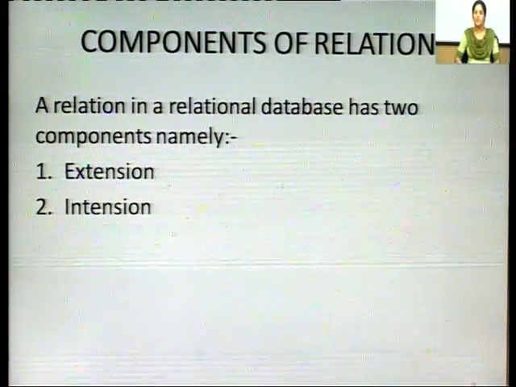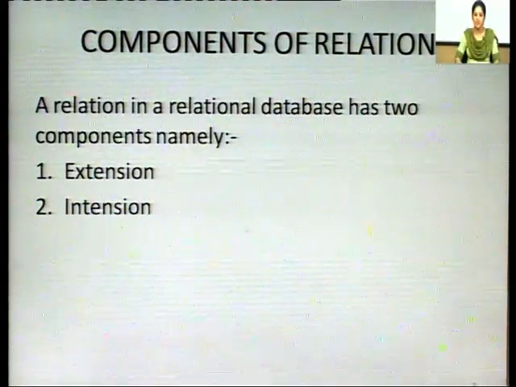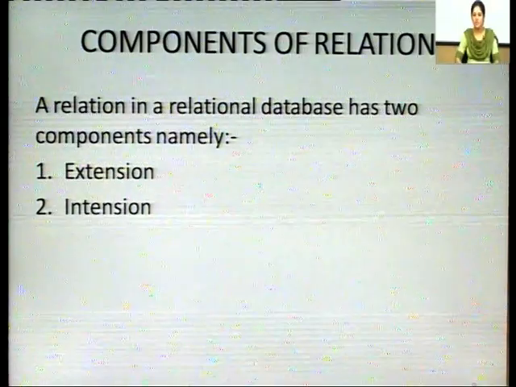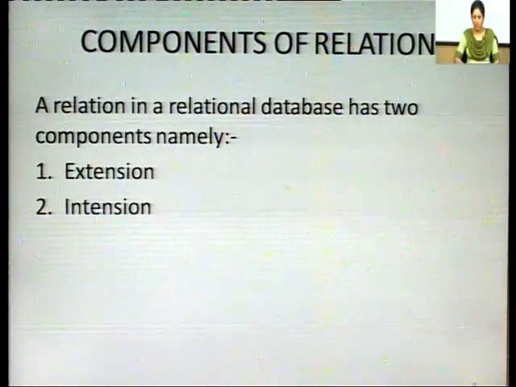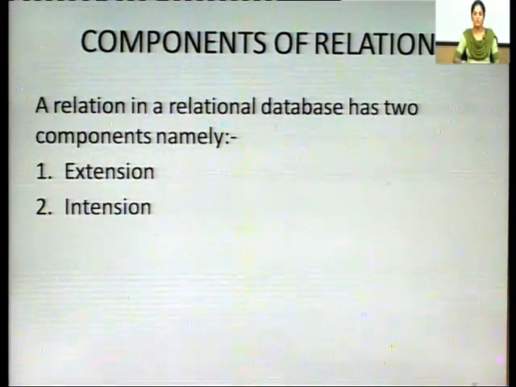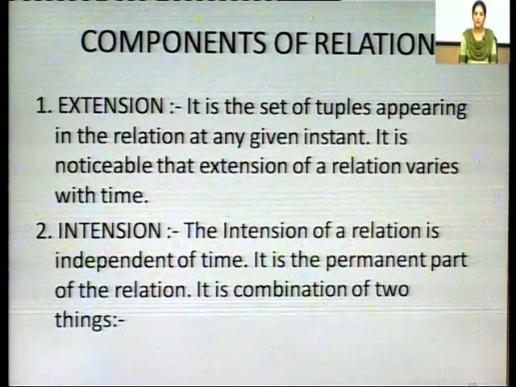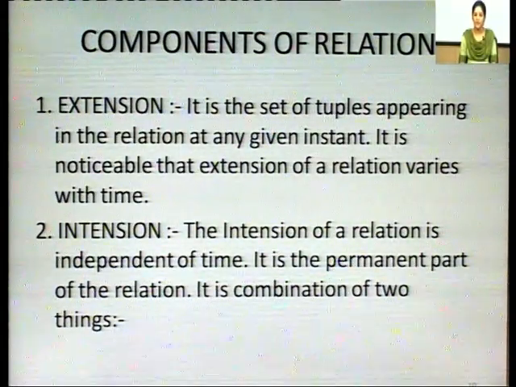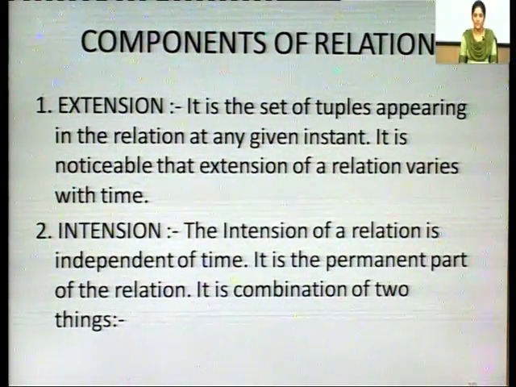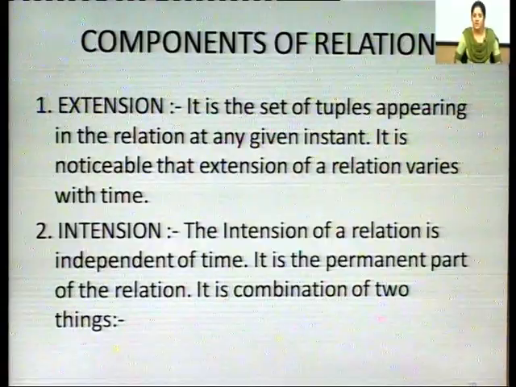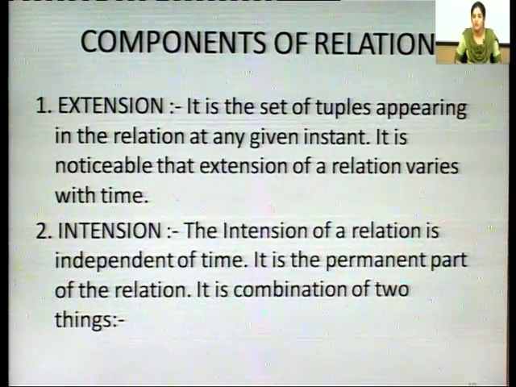Next term is components of a relation. Components are basically the two things from which a relation is made up. A relation in a relational database management system has two components, namely extension and intention. Now we will discuss these two terms in detail. First of all, what is extension? Extension is the set of tuples appearing in that particular relation at any given instant of time. Extension is basically the number of tuples which are present in a relation at any given instant of time.